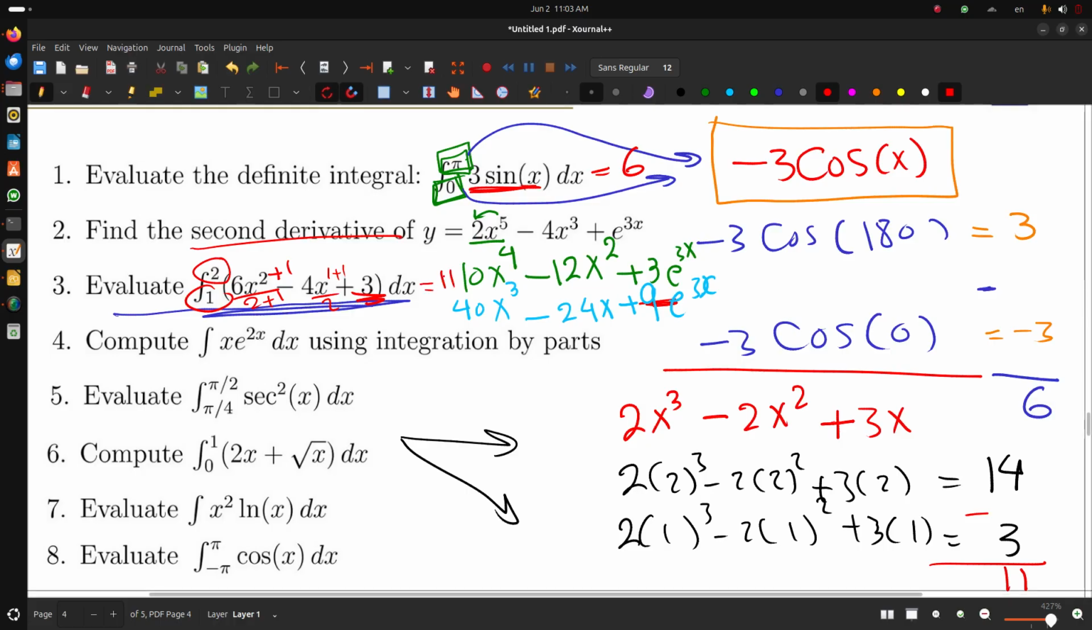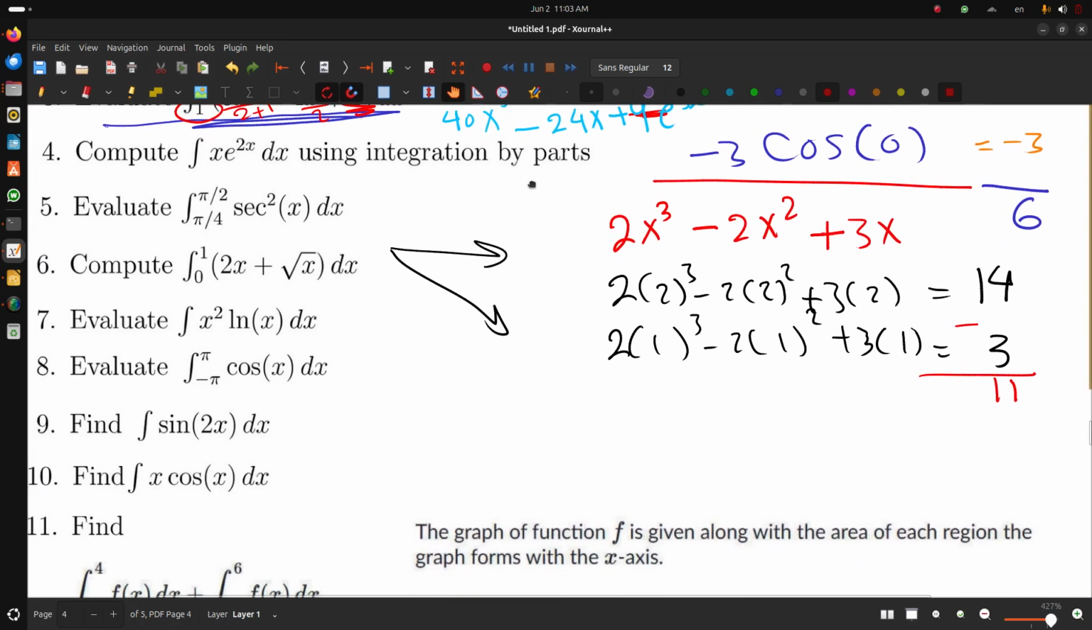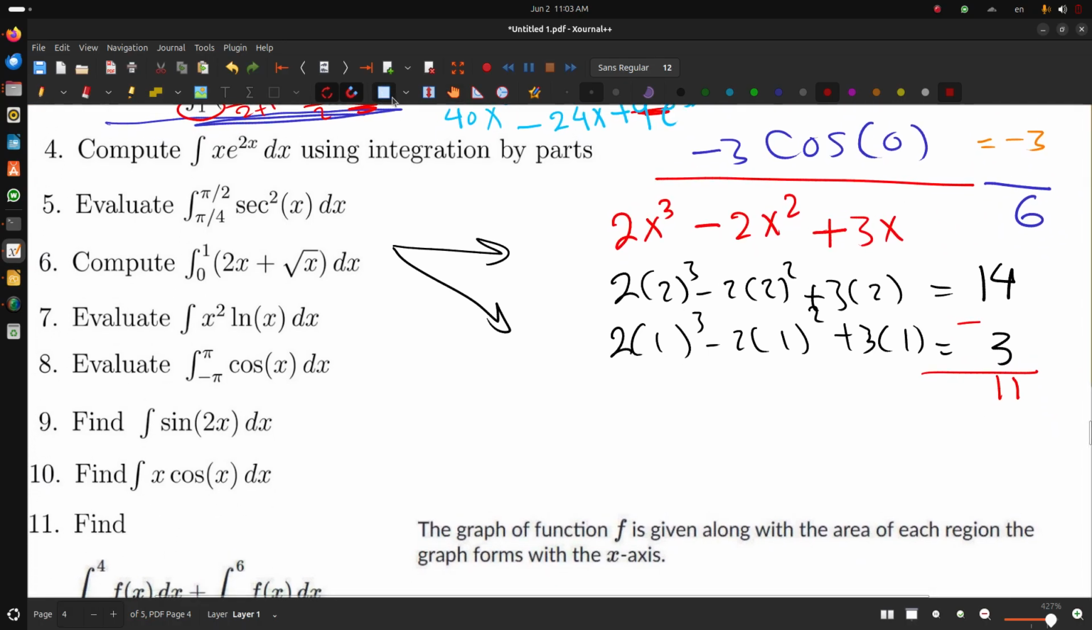Okay, question number 4 is the very important one. You need to remember the integration by parts. Okay, let's do it.